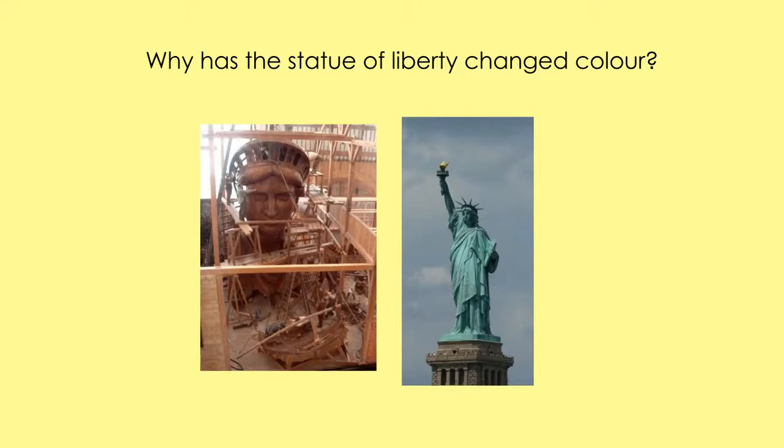Okay, so hopefully you've come up with some idea about reactivity. The word we need to use here is corrosion. The lesson title was a bit of a hint. The Statue of Liberty originally just had that copper, but over time the copper has reacted with the oxygen in the air to give copper oxide, and copper oxide is that green coating that you can see. So we're going to look at this today.